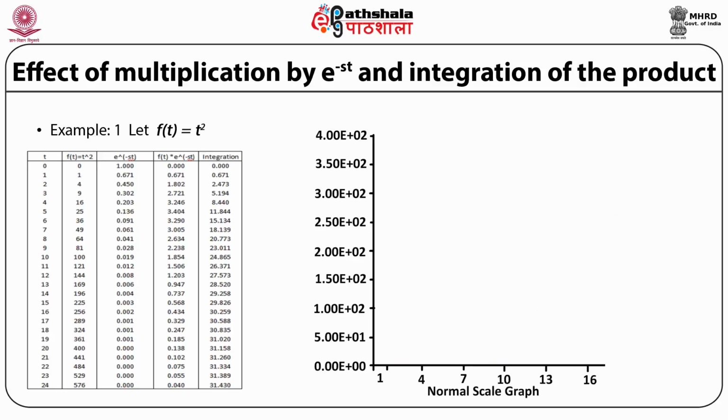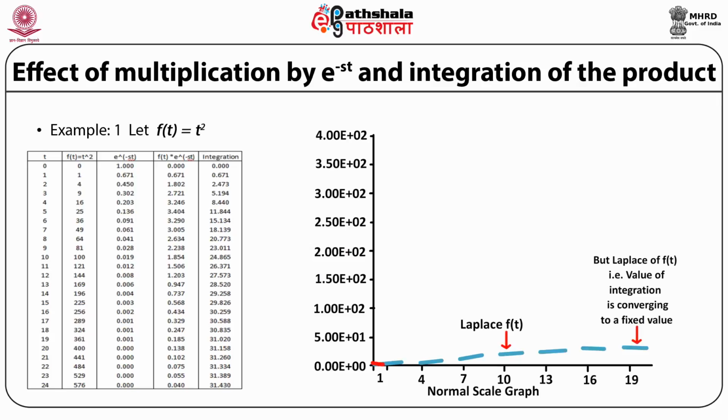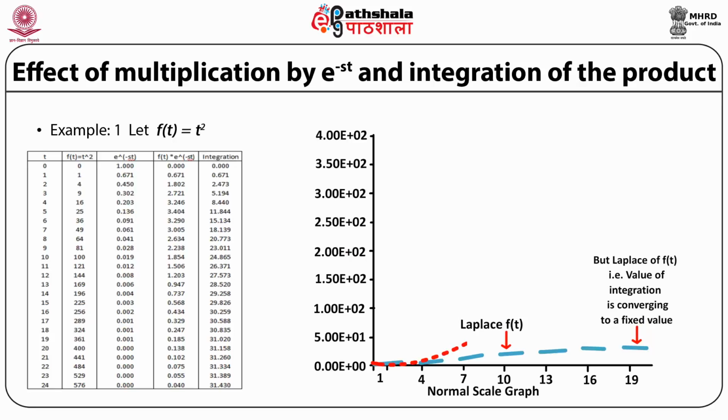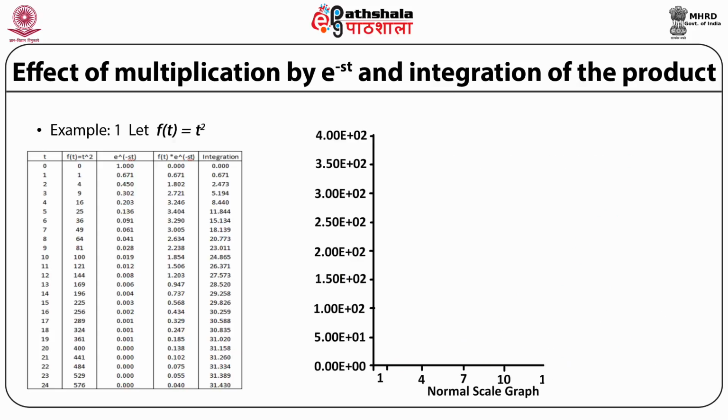For example, we take the point time t is equal to 2. We know f of t into e power minus st is 1.801. So what you have to do is add 1.801 to 0.67 and plus 0. So you have to add that to the previous values, right? 0.671 is the previous value and 0 is the first value. So you have to add that to 1.8. So what you will get is 2.473.